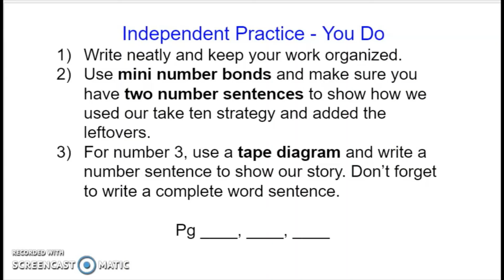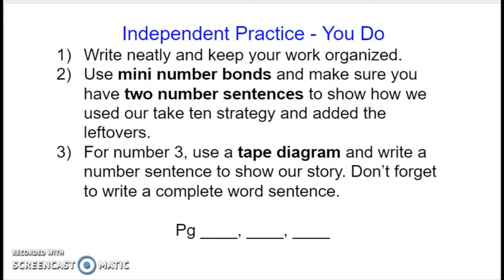We have a pattern here of taking from 10 and then adding the parts that are left to make an easier problem. Okay, my friends, as you move into your independent practice and your exit ticket, I want you to keep these 3 things in mind, okay? Number 1, make sure you write neatly and keep your work organized. This is very important because these rectangles or these squares are super small. Number 2, please use mini number bonds and make sure that you have 2 number sentences to show how we used our take 10 strategy and added the leftovers.